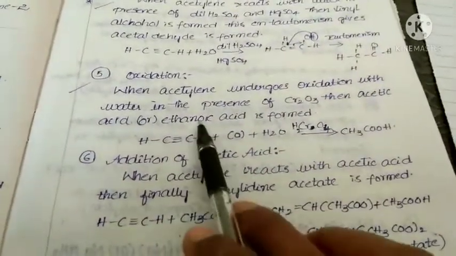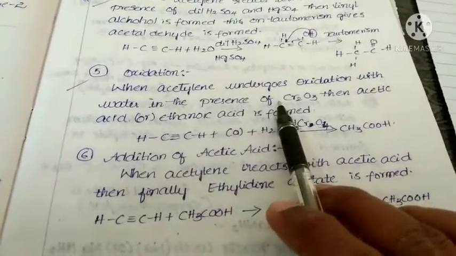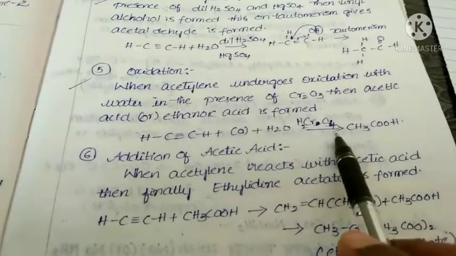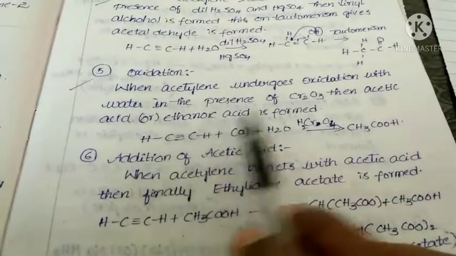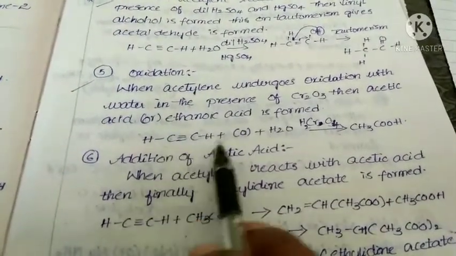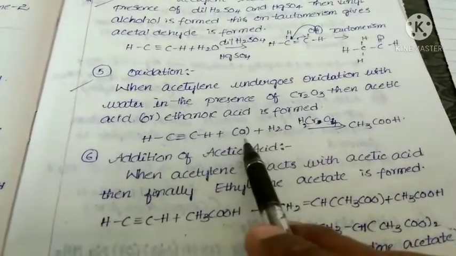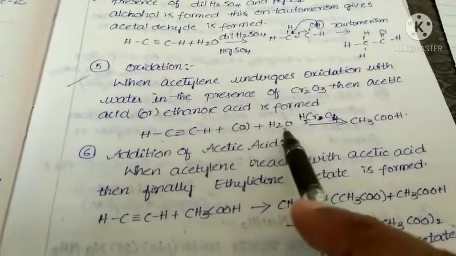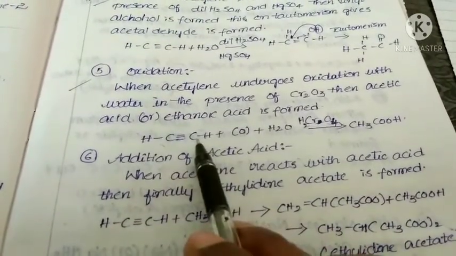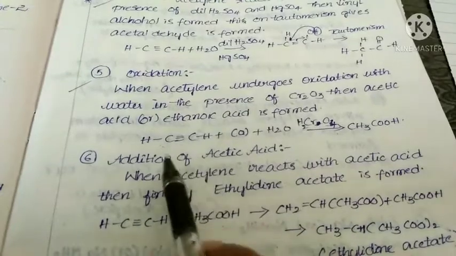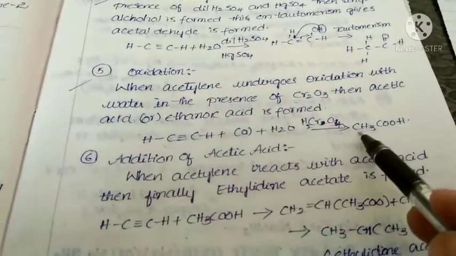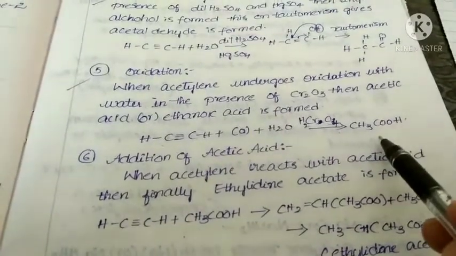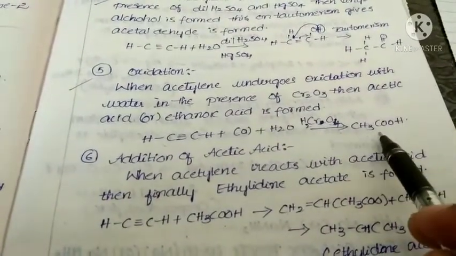Next, oxidation. When ethylene undergoes oxidation with water in the presence of Cr2O3 or H2CrO4, then acetic acid or ethanoic acid is formed. See, this is ethylene. It undergoes oxidation with water in the presence of this oxidizing agent. What happened? This H and O come and attack here. Then addition takes place. Finally it becomes CH3COOH. Nothing but what? Acetic acid. That is also called ethanoic acid. Acetic acid is the common name. Ethanoic acid is the IUPAC name.